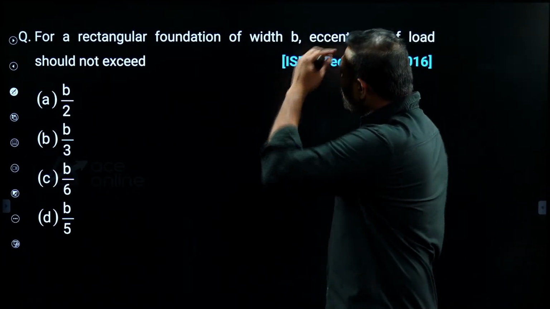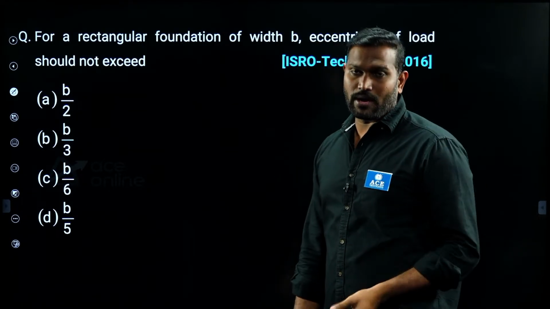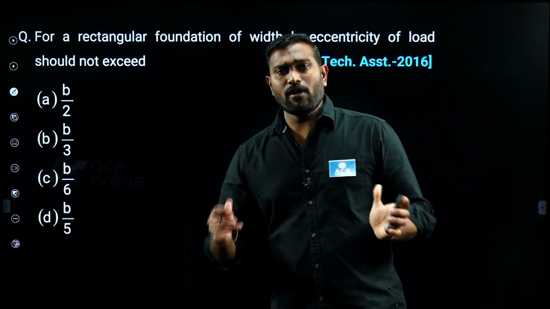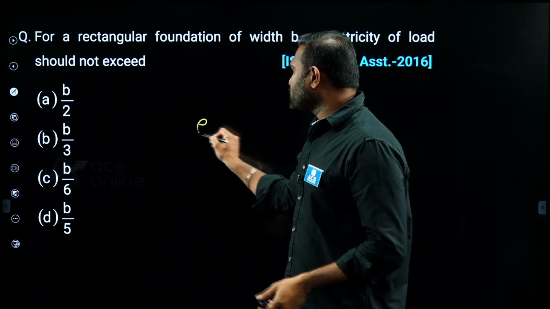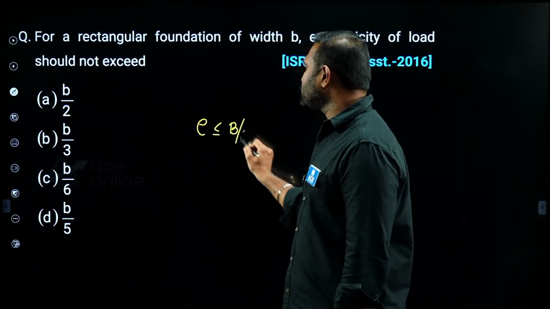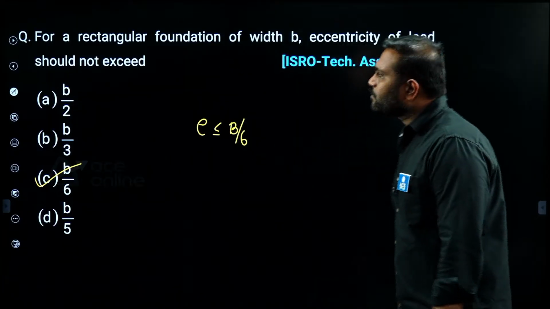Now for a rectangular foundation of width B, the eccentricity of a load should not exceed what? You know there is the middle third rule, right? For the foundation not to tilt outside or inside, the eccentricity must be less than or equal to B by 6.